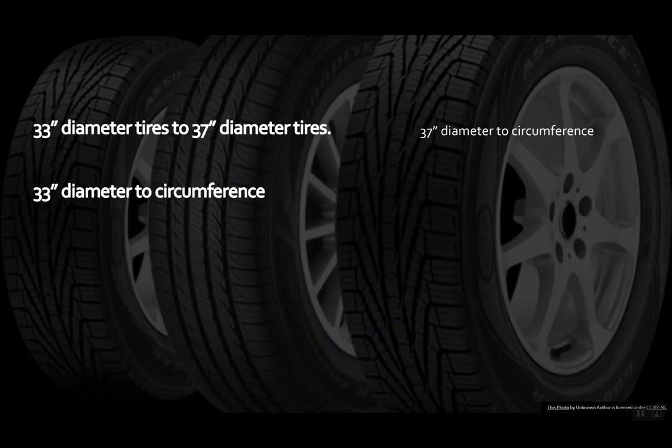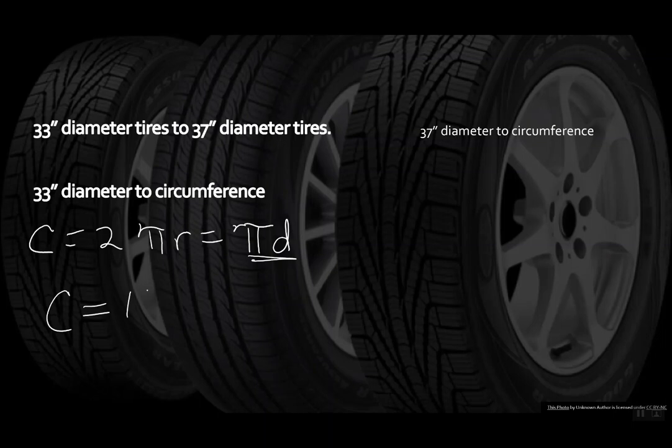So let's say we have 33-inch diameter tires, and we want to increase them to 37-inch diameter tires. Let's look at the circumference of the 33-inch diameter tire first. Circumference is 2 pi r, or pi times d. Since I'm given the diameter, let's just go ahead and use pi times d. So 33 times pi says this circumference is 103.672, and this would still be in inches.